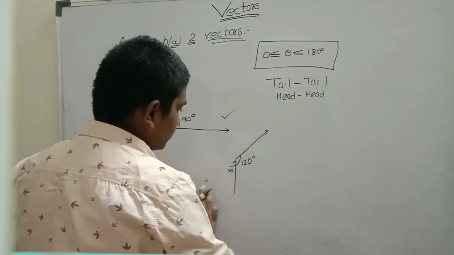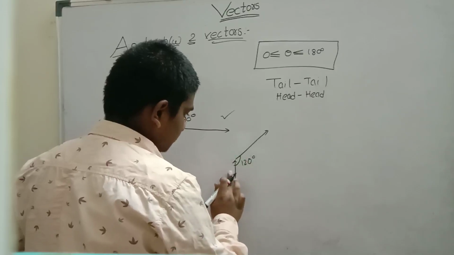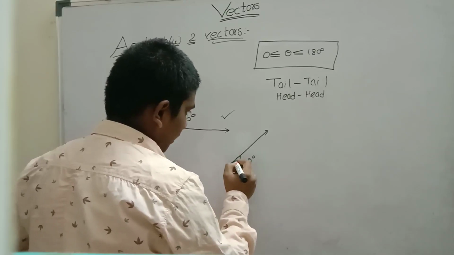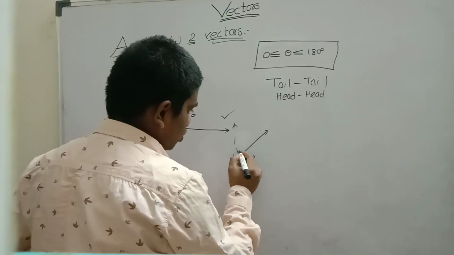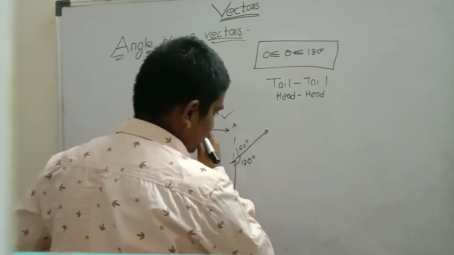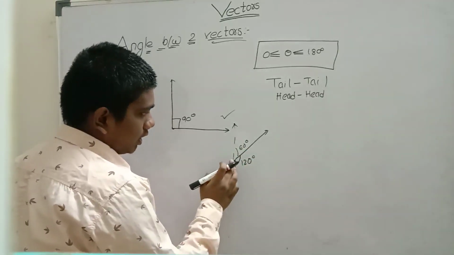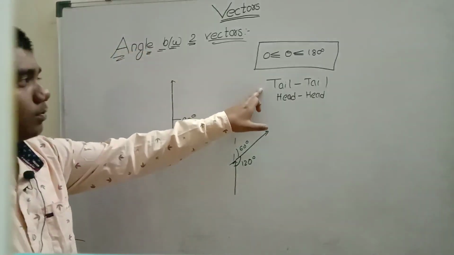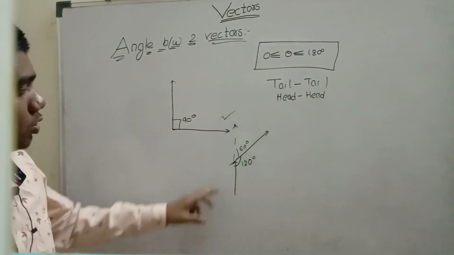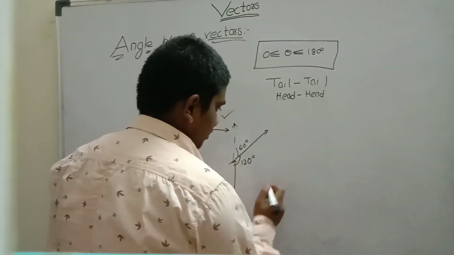If we shift this vector, this down one, this should be 60 degrees. This is totally 180. Here it is following the tail rule. So the rules are satisfied, so this is the correct answer. Let us see one more.